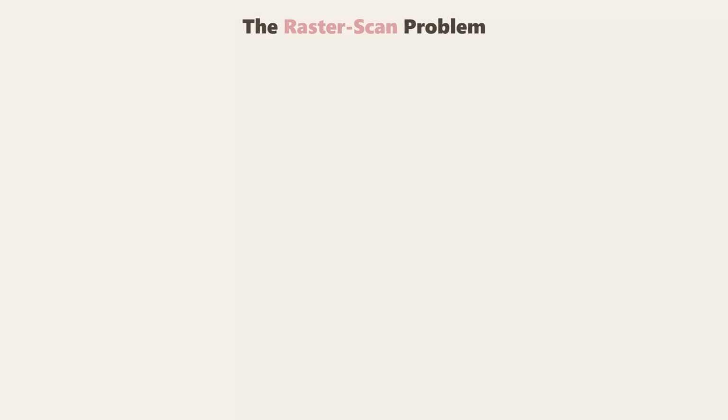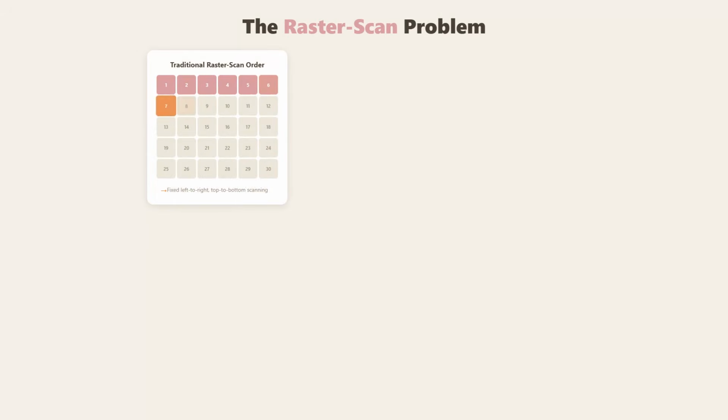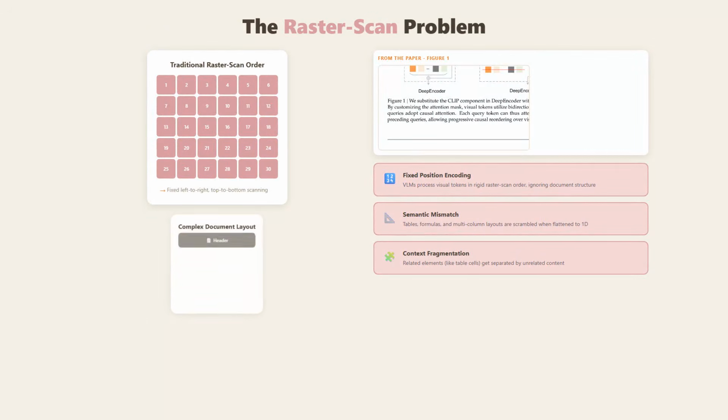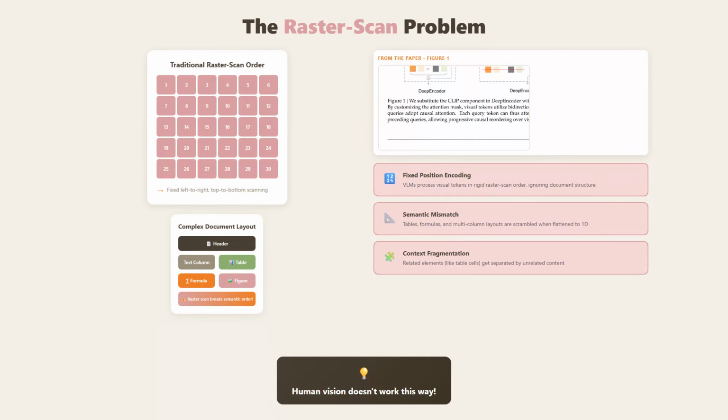Before we understand DeepSeek-OCR 2's innovation, we need to understand the problem it solves. Traditional vision language models use something called Raster-Scan order to process images. Imagine reading a book by going pixel by pixel, left to right, top to bottom, like an old printer. That might work for simple images, but documents are complex.